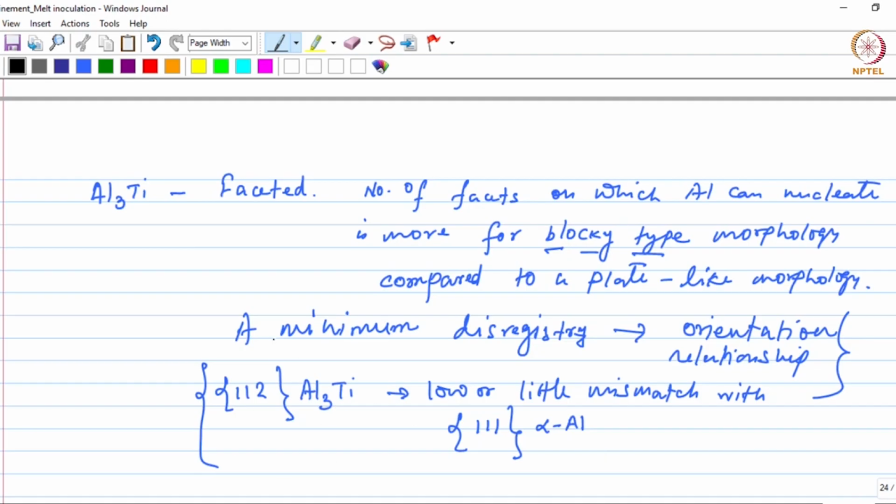And that is how the morphology comes into picture over here in terms of these planes, which can provide a surface of low disregistry for the aluminium to nucleate. So these are the things that we discussed in the previous class. So today we are going to look at the mechanisms through which the nucleation occurs on such heterogeneous surfaces.